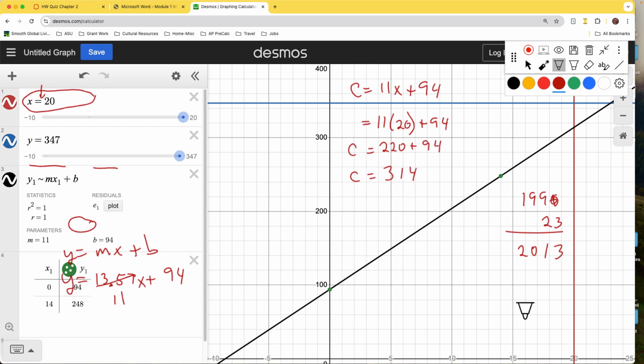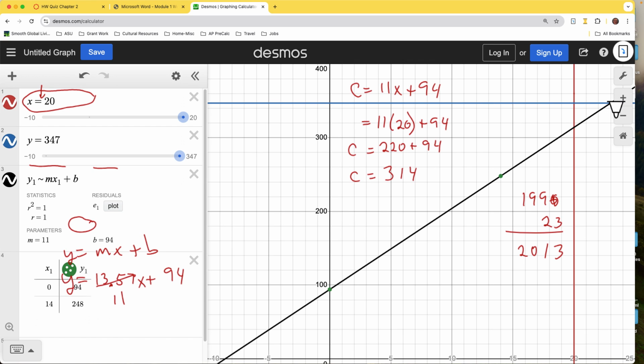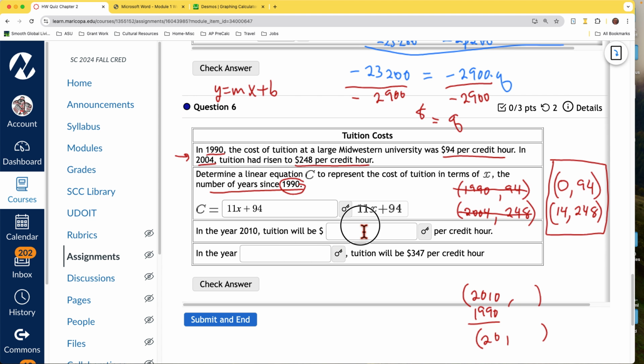So that's a y value. And notice I put in y equals, and I got a horizontal line. So when they give me a y, I put a y equals, and I get that intersection. When they give me an x value, I put x equals that, and I get that intersection with the line that it drew for me. And we finished our quiz. This was 314, which is what we got, and this was the year 2013.